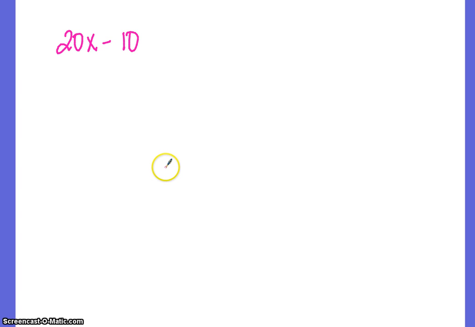This is for Algebra 1, and this is a refresher for factoring. If you have 20x minus 10, the first thing you want to do is look for a greatest common factor, something they have in common that you can pull out. These numbers will both divide by 10, so I'm going to pull a 10 out.